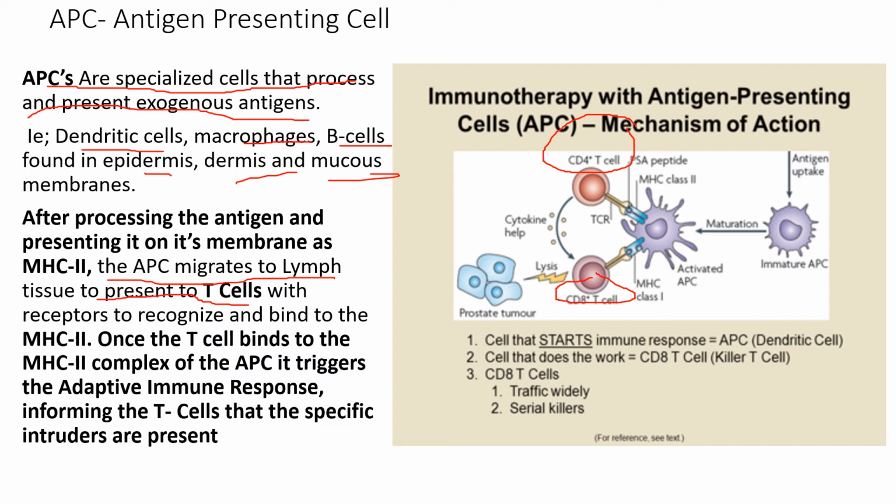So once the T cell binds to the MHC2 complex of the APC, it triggers the adaptive immune response. What is that? It's going to inform T cells that that is the specific intruder that's present. And then it's going to go to work and start making new T cells that are programmed for that. And then it can also make B cells too.